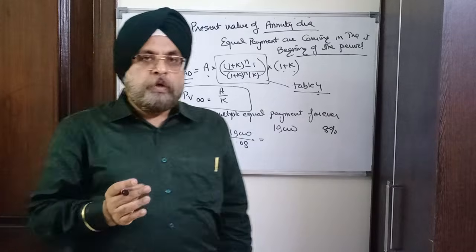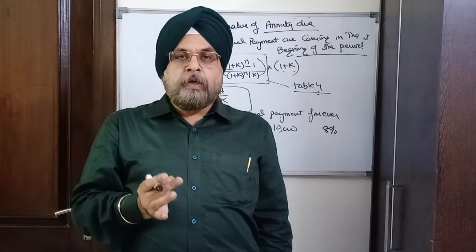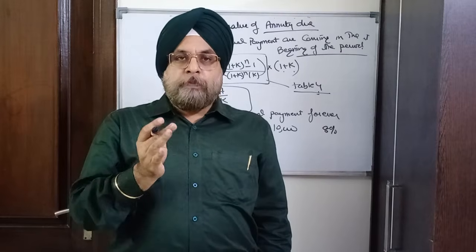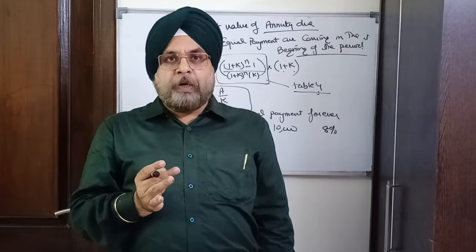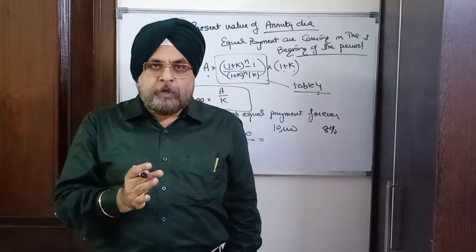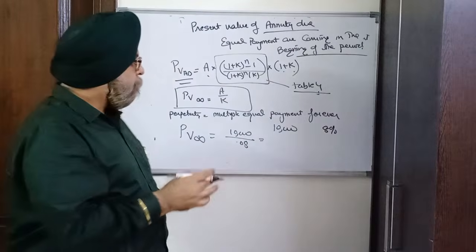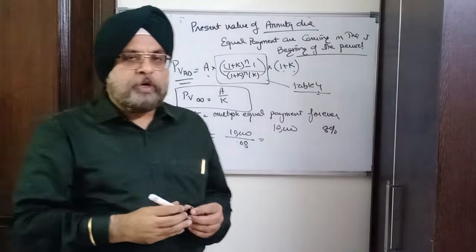So in this video we have covered the concept of present value of single lump sum payment, present value of multiple unequal payments using table number 3. Third, we have covered present value of annuity, present value of annuity due, and present value of perpetuity. With this, time value of money is over.